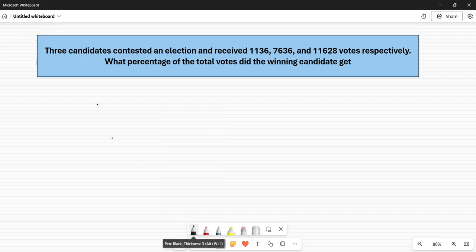Three candidates contested an election and received 1136, 7636, and 11628 votes. What percentage of total votes did the winning candidate get? So we know the individual votes, what each of the persons got, but we actually don't know the total votes. So first what we could do is we could add all these three.